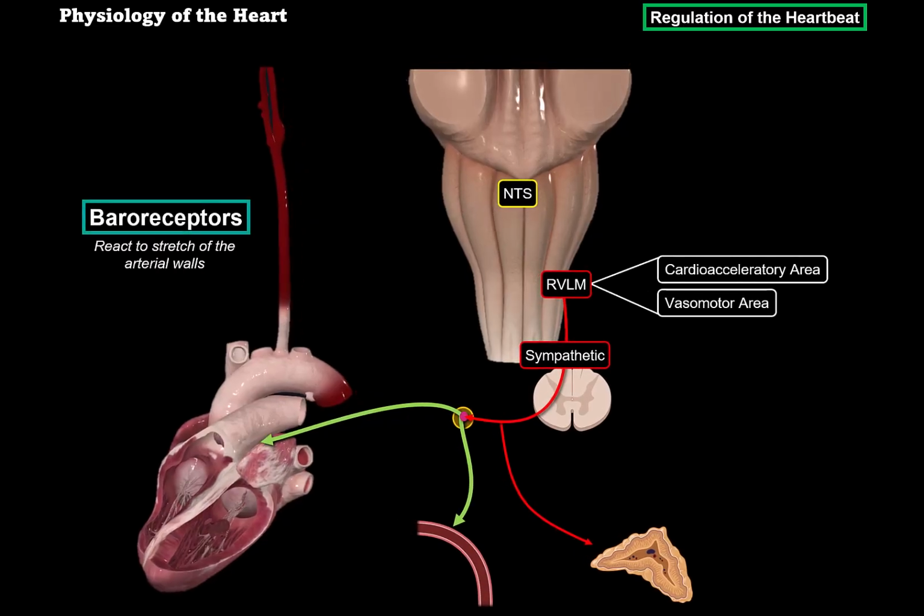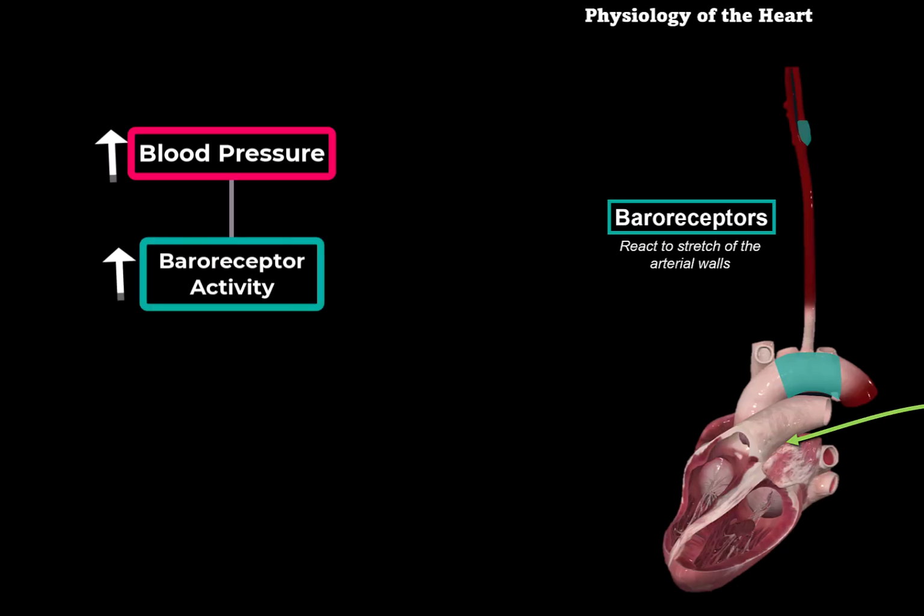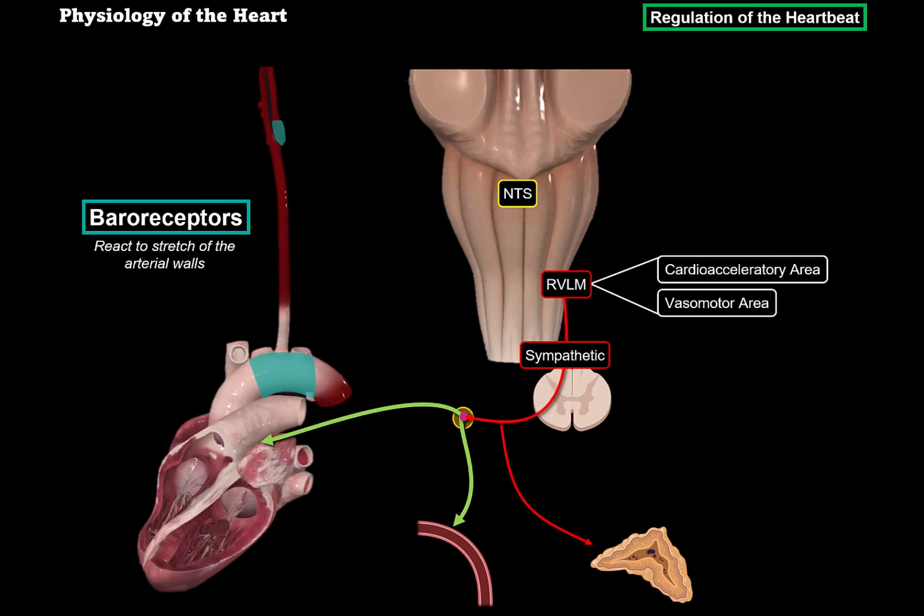Now, we do also have something called baroreceptors. These are stretch receptors that react to stretch of the arterial walls located in the same area approximately as the peripheral chemoreceptors. Specifically, they're located in the walls of the heart, and in the carotid sinus and the aortic arch. They respond to stretch caused by a sudden change in the blood pressure. So when there's a sudden increase in blood pressure, it will increase the baroreceptor activity. And if there's a decrease in blood pressure, it will reduce the baroreceptor activity. Make sense? All right.